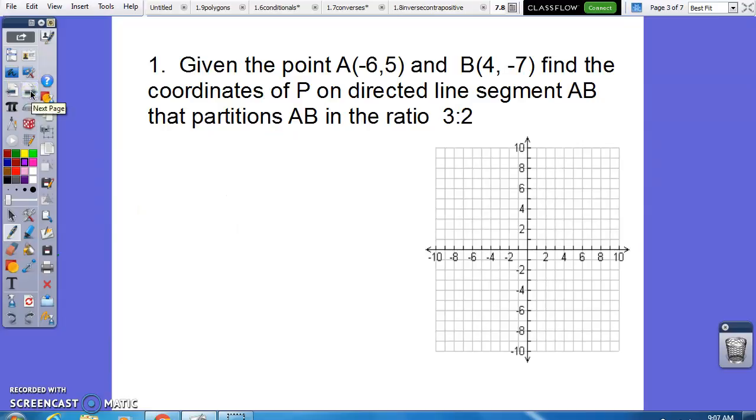So I'm going to graph this and do this one. A is at -6, 5, so there's my A point. And B is at 4, -7, which is my B point. And my ratio is 3 to 2. So I'm going to calculate that out.